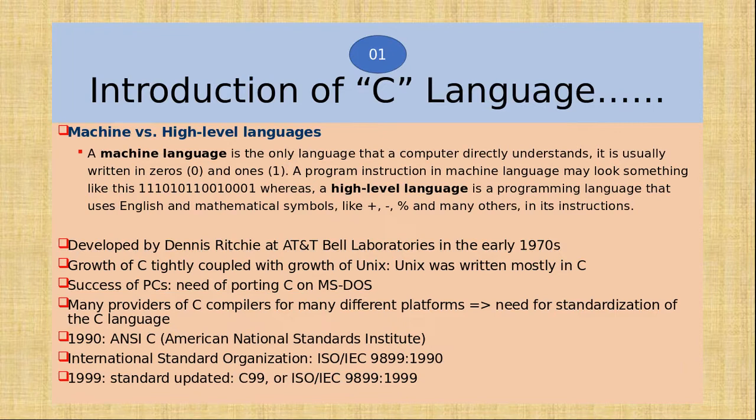It was developed by Dennis Ritchie at Bell Laboratories in the early 1970s. The growth of C was tightly coupled with the growth of Unix. Unix was written mostly in C. With the success of PCs, there was a need for porting C to MS-DOS.